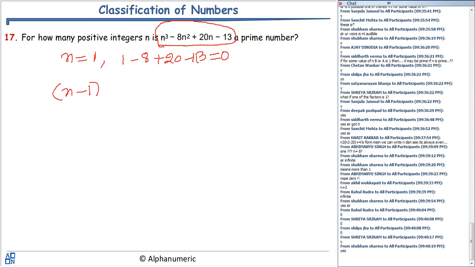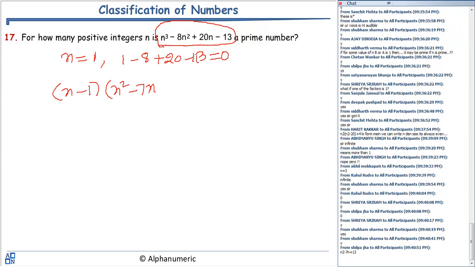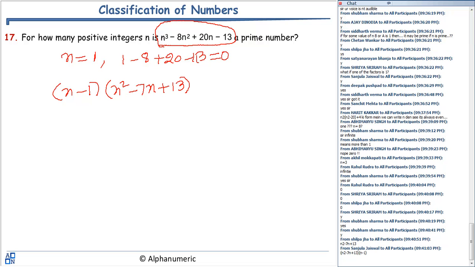Can I write it down directly instead of dividing it? On factorizing, it comes out to be n minus 1 into n square minus 7n plus 13. Alright. Now I need to see whether this number is a prime or not. Here you can see I have written this number as a product of two factors. But if neither factor is 1, then it is always a composite number. Let's put different values of n here.